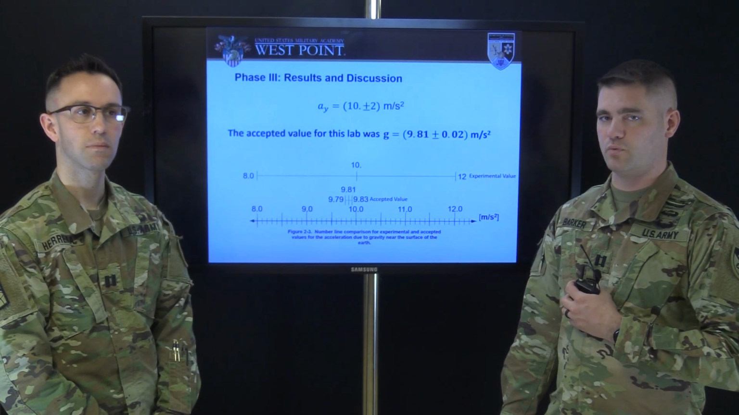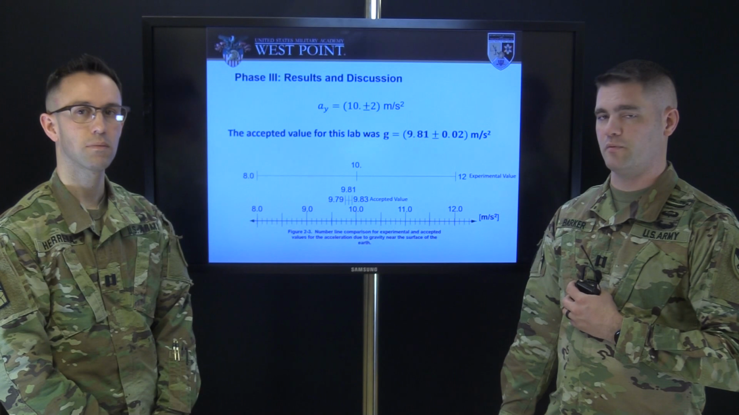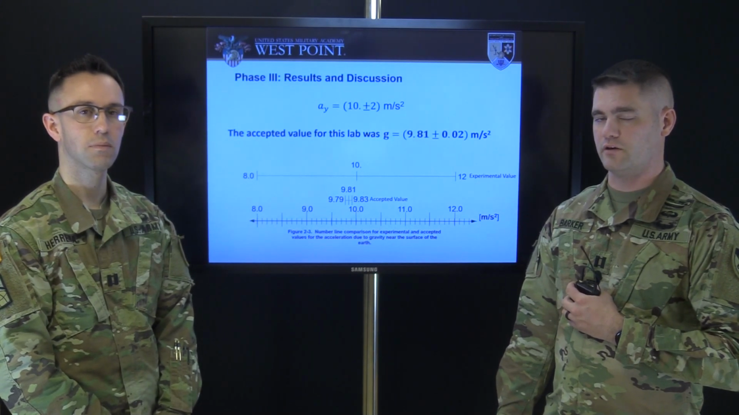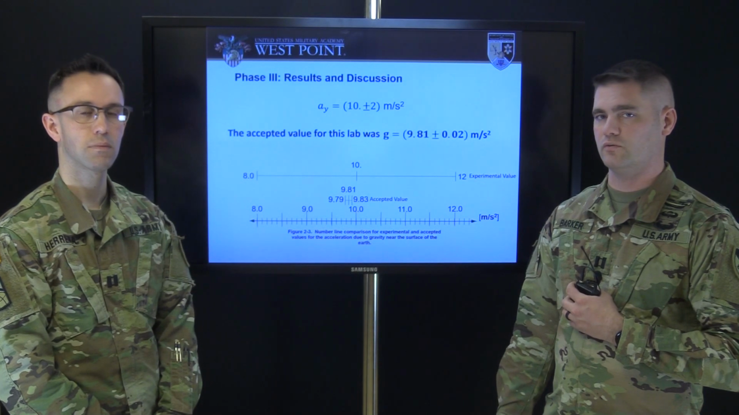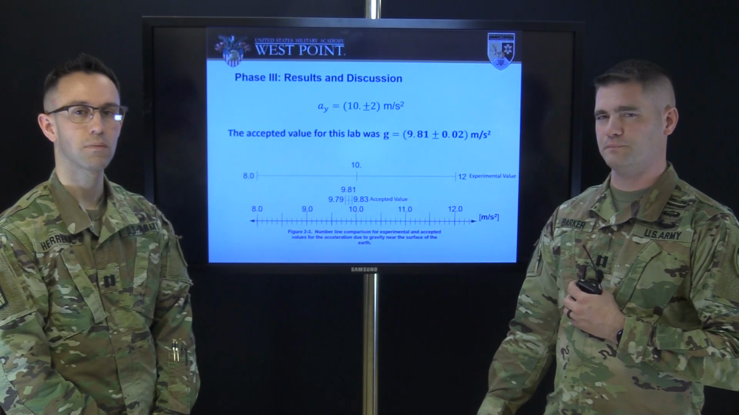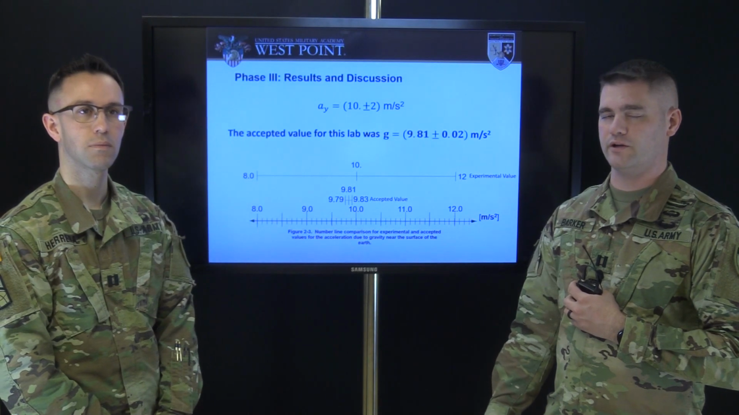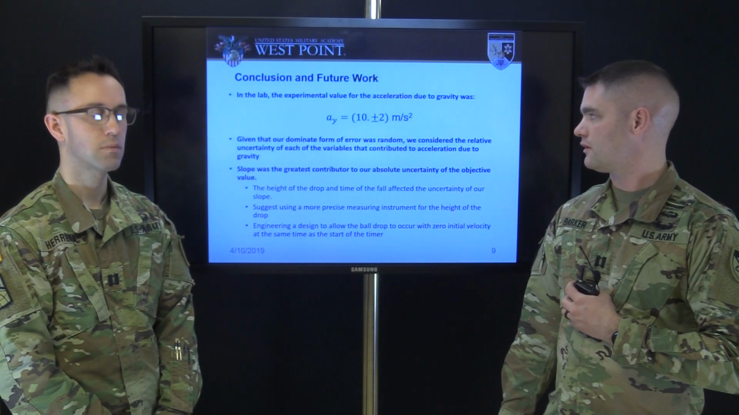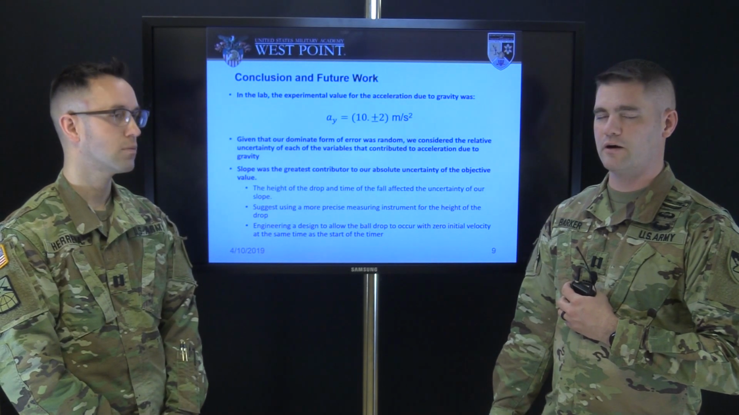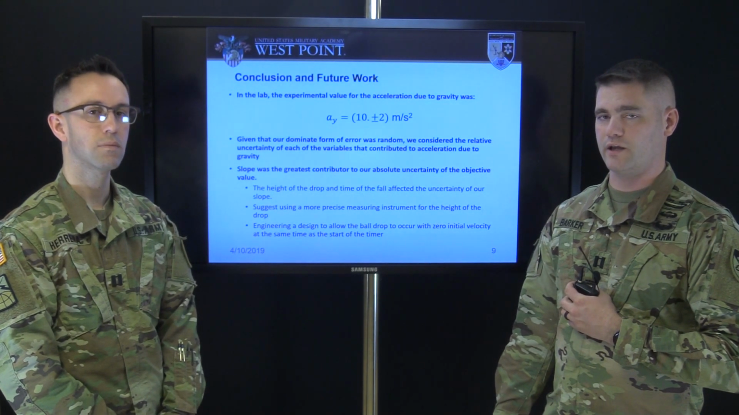One of the biggest questions at this point is how to make our experiment more precise. As we mentioned earlier, slope is the largest contributing factor and the only variable in our final objective formula, therefore making it the primary variable that we need to look at for relative uncertainty analysis. In order to improve this, the height of the drop and the time of the fall are the two factors we need to look at.